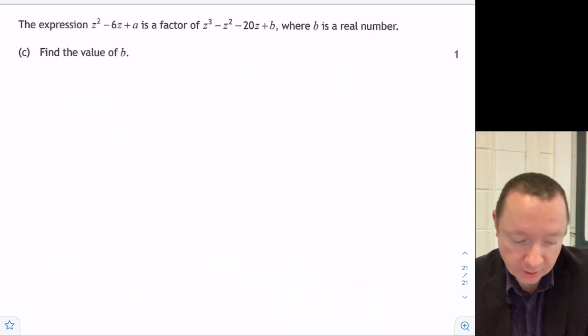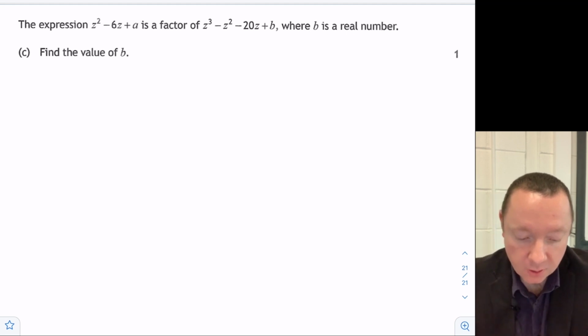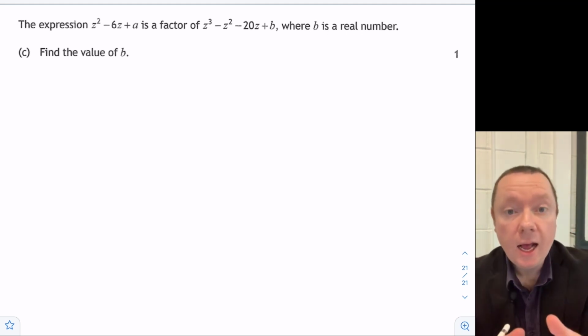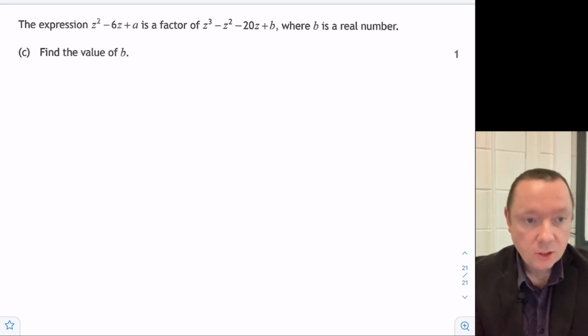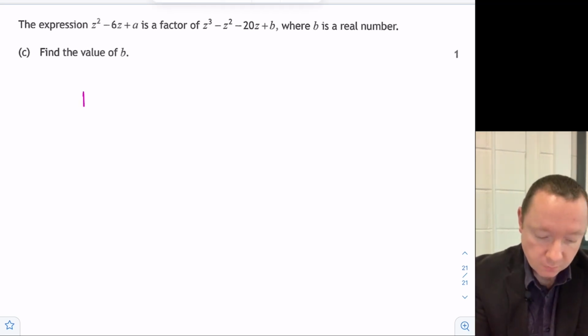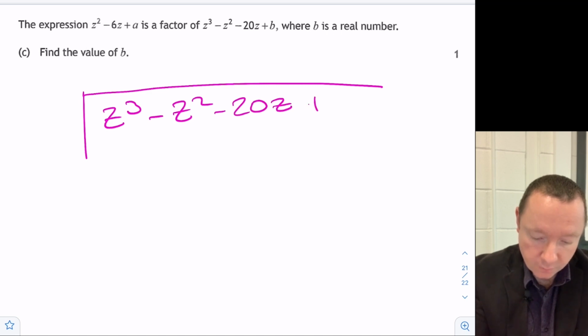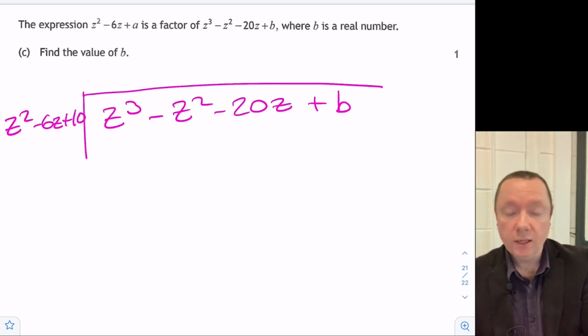Part C, the expression z squared minus 6z add a is a factor of z cubed minus z squared minus 20z add b, where b is a real number. Find the value of b. So since it's a factor, we can just divide. And since it is a factor, the remainder will be 0. So let's set up our long division. We've got z cubed minus z squared minus 20z plus b divided by z squared minus 6z plus 10, because a is 10, remember, we've just worked that out.